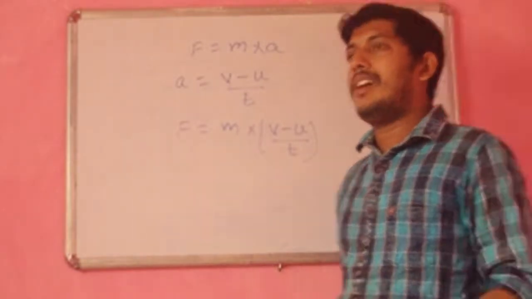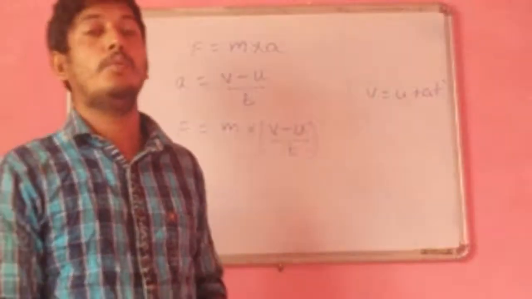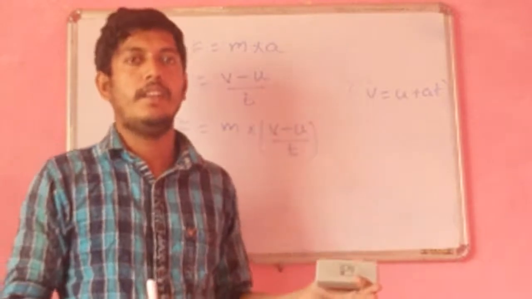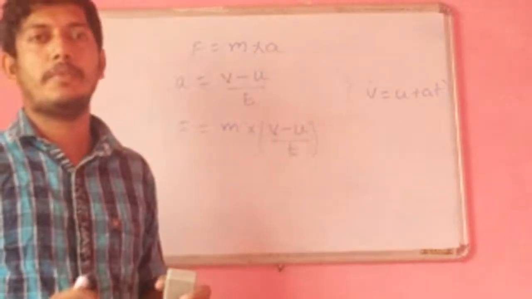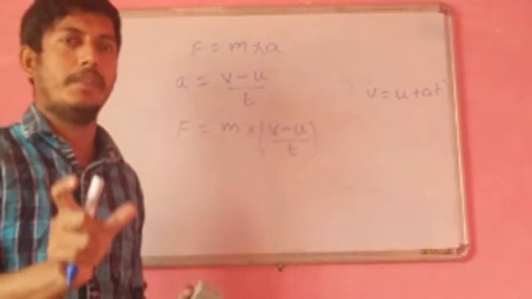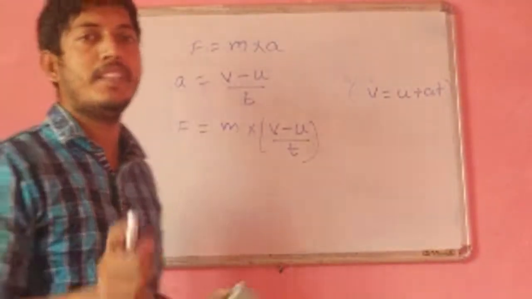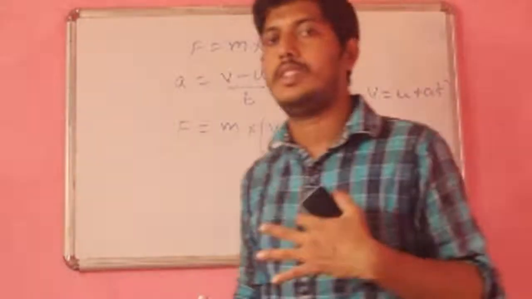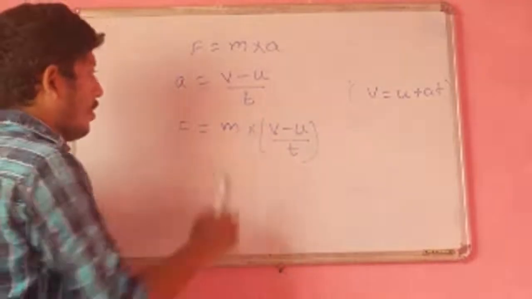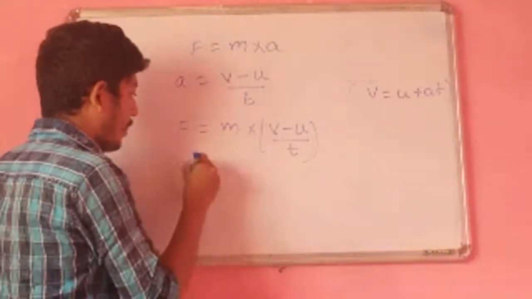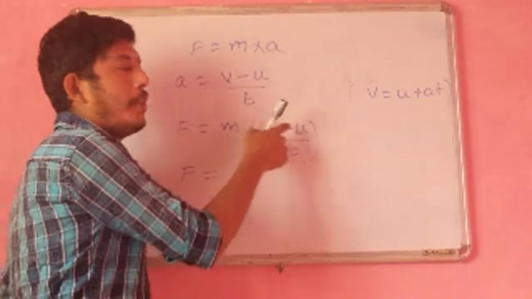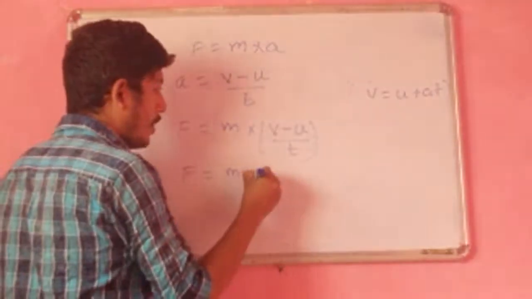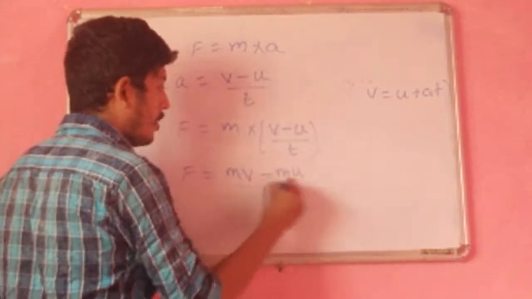Now there comes another term, that is momentum. Momentum means it is a product of mass and velocity. I will explain about this later, but for the mathematical expression I will use the definition. So just remember the definition of momentum: the product of mass and velocity, m into velocity, either initial or final. So that's why we multiply these terms. F equals, so it is multiplication of a monomial and a binomial, so neglect the denominator: m into v minus m into u, divided by t.